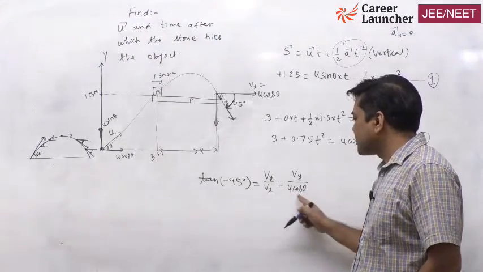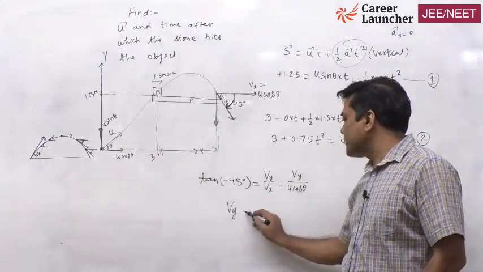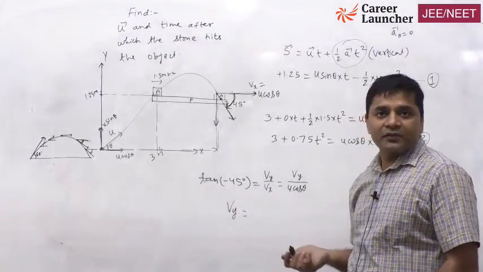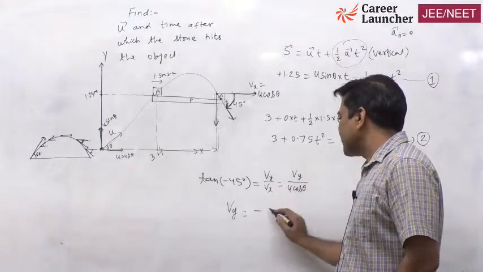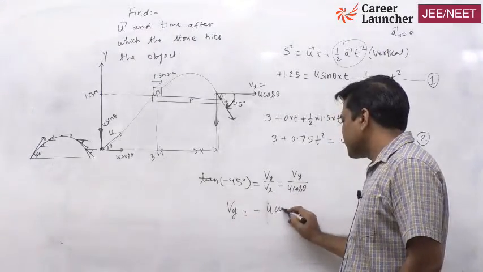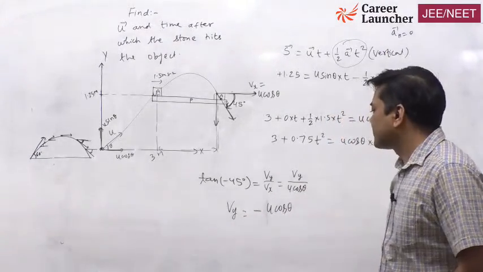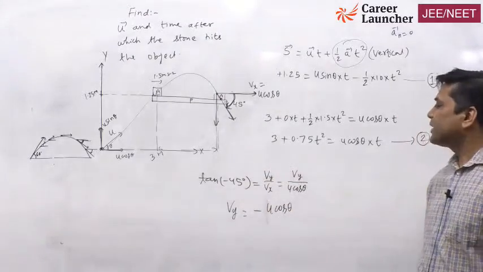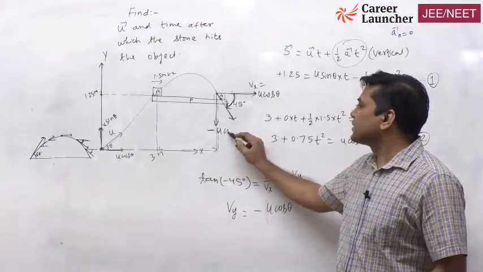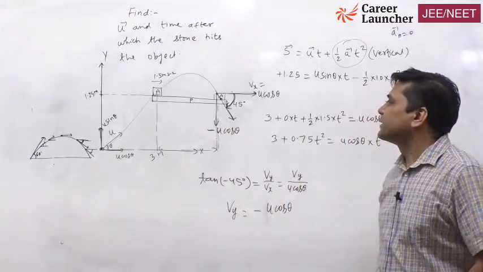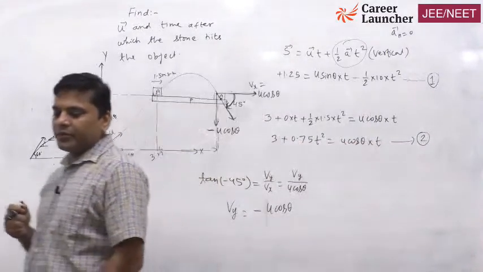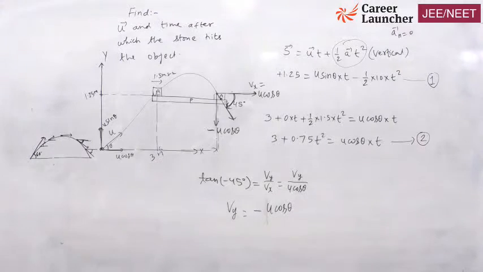Here Vy will be, keeping the value of Vx as u cos theta, Vy will be u cos theta into minus 1. Tan minus 45 is minus tan 45, which is minus 1. So Vy is minus u cos theta. This is a very important equation, you should write it. So now we know that here the velocity is minus u cos theta. After writing this, I am writing here. Correct. So this we have written. Now we need to know how to solve it further.